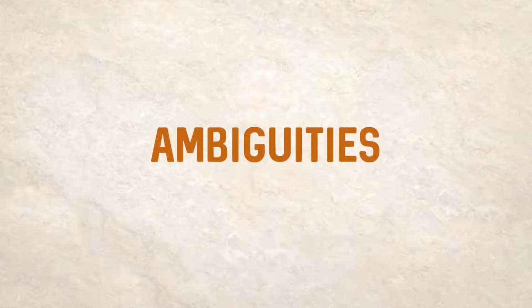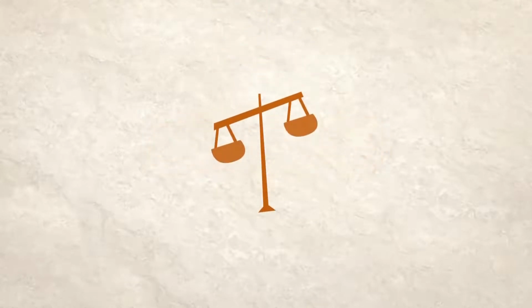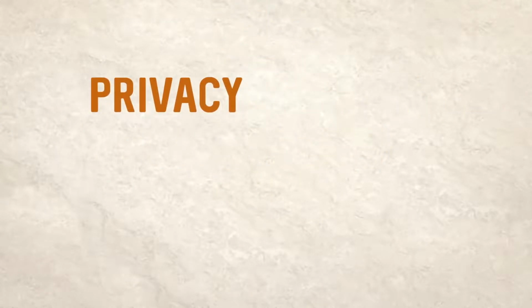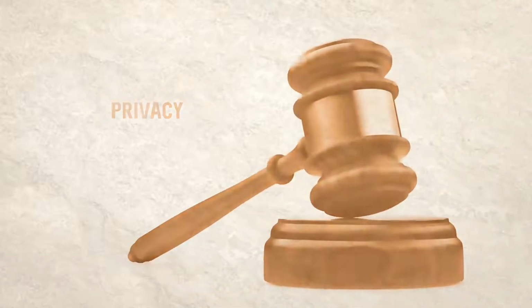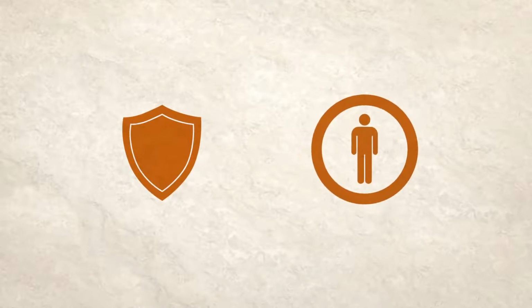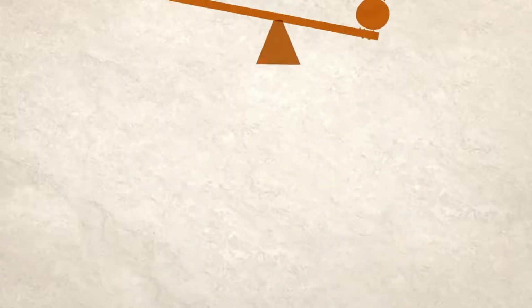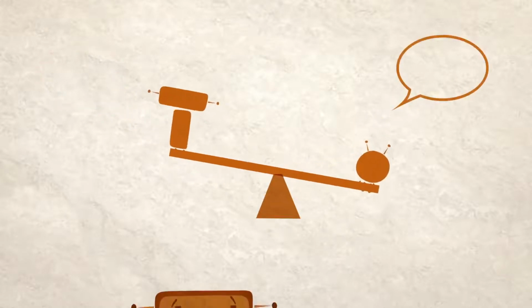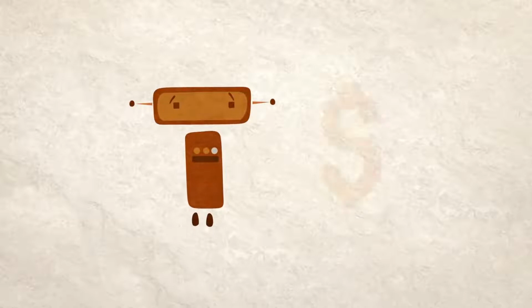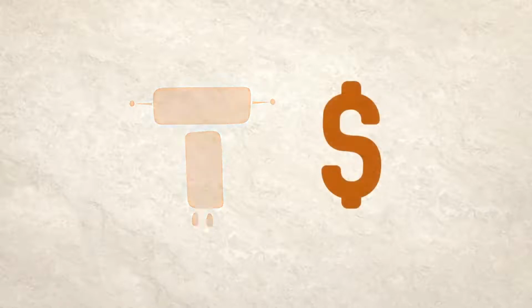There are other ambiguities. In legal terms, privacy isn't an absolute right. This means it can be restricted for certain reasons, for example, to protect national security or public safety, or if it conflicts with other rights, like the right to free expression. An example could be a public figure invoking privacy to avoid disclosing their financial records.